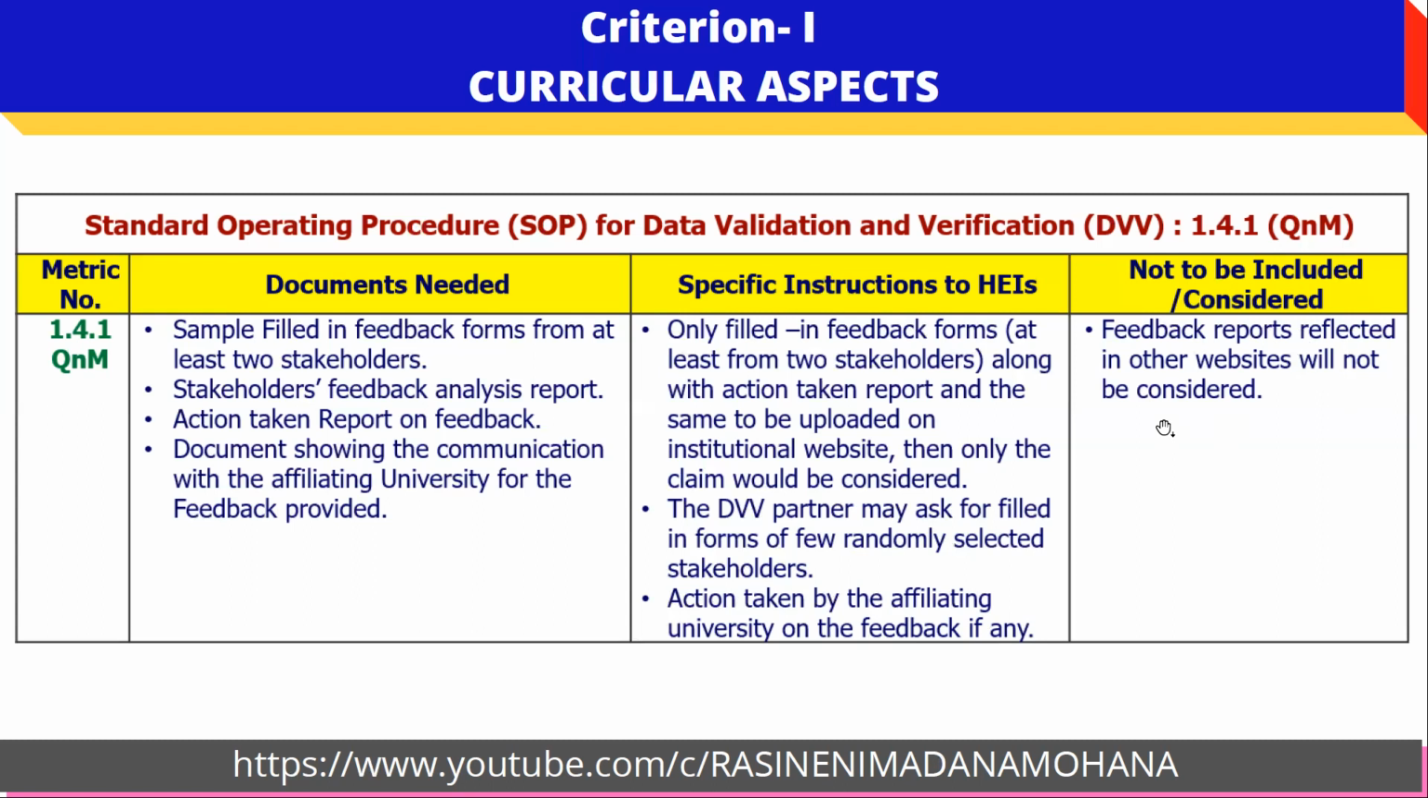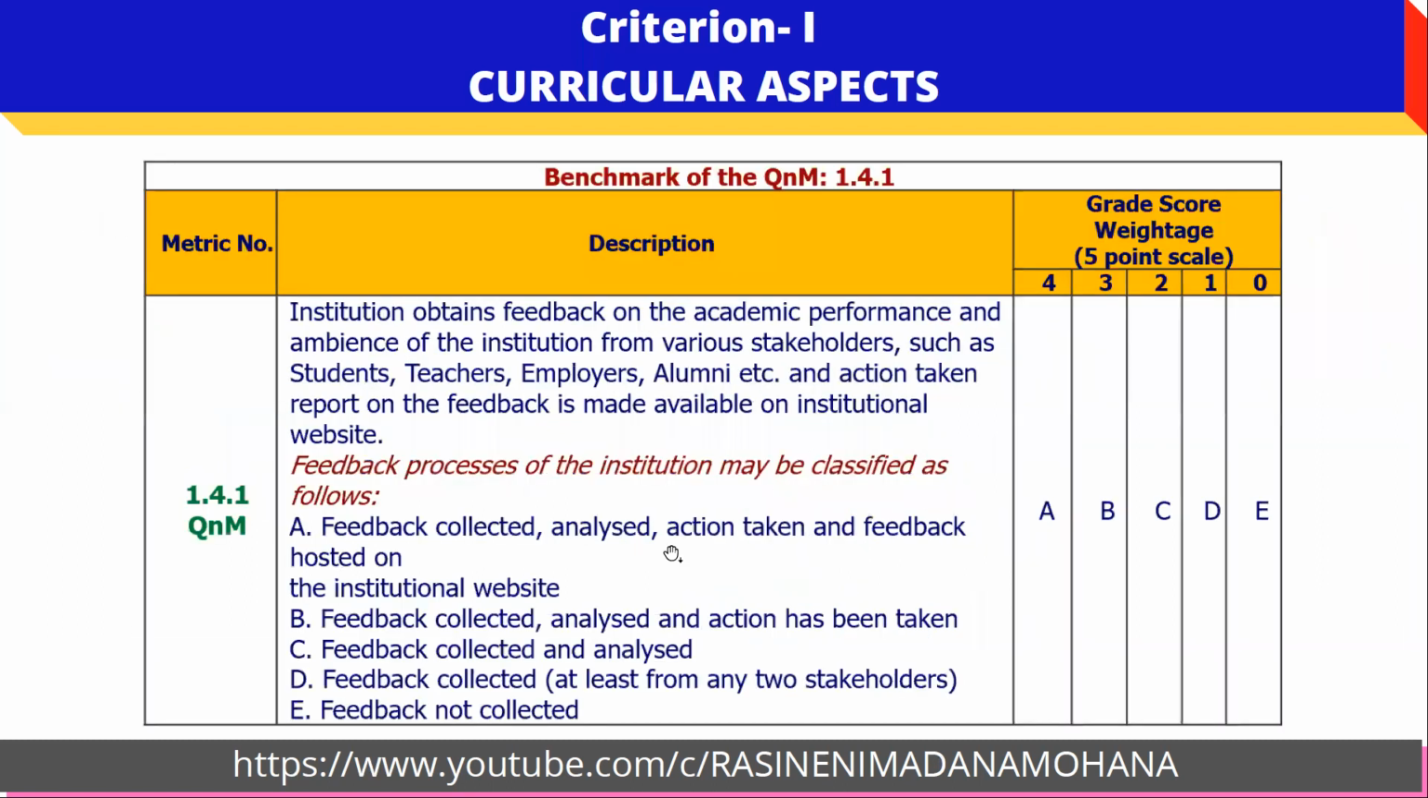Then coming to the benchmark of this metric. Here we have five options, A to E. Suppose your answer is A. You are fulfilling: feedback collection is over, analysis is over, action taken, and feedback hosted on the website. Then you will get the full grade of 4. 4 into the weightage of 20, 80 you will get as the overall score.